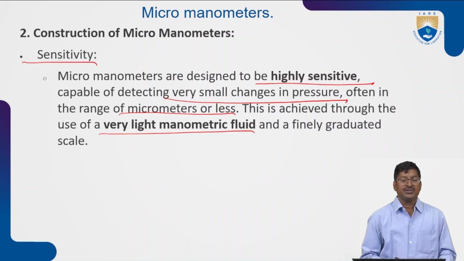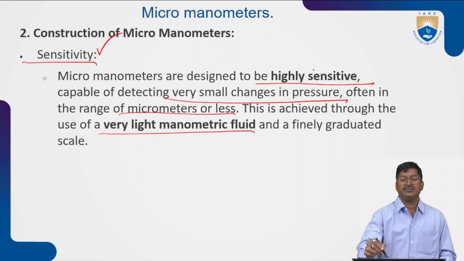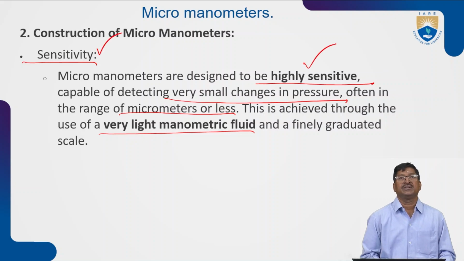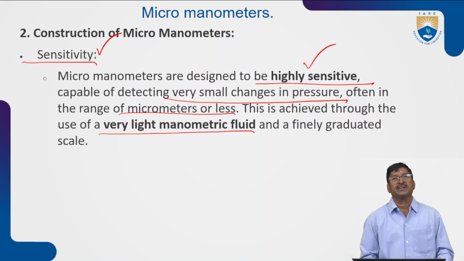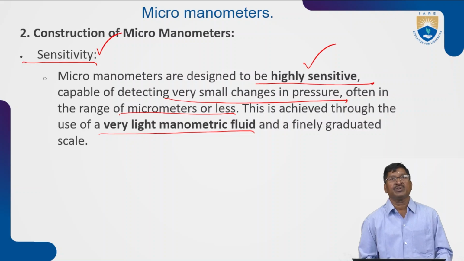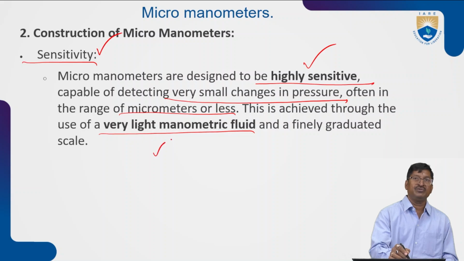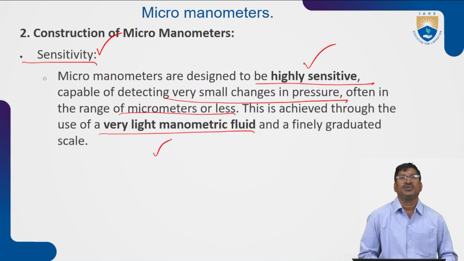Then, construction of the manometers. Here a sensitivity is there. So it is very, very highly sensitive. You can measure very, very small changes in pressures, even in the range of micrometers or less. So how to get this? By using a very light manometric fluid.